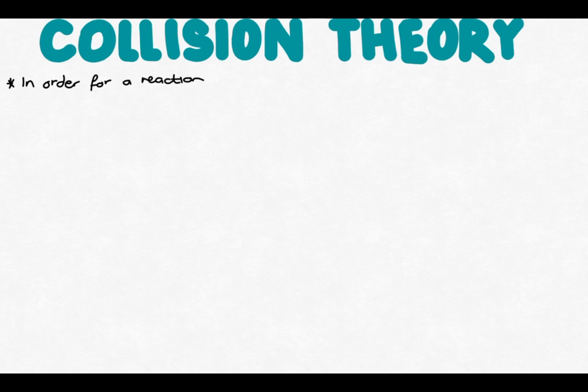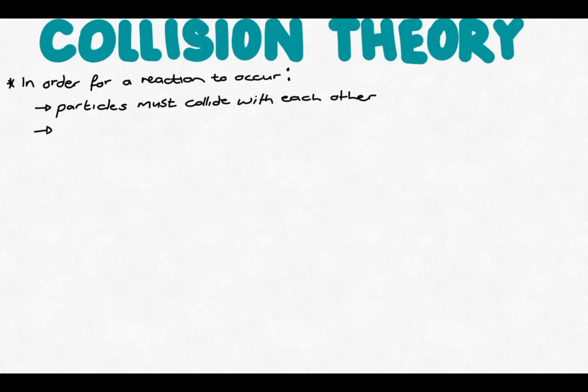Now, before we go into these conditions, we need to understand the collision theory. The collision theory is a model in chemistry that explains how chemical reactions occur and why reaction rates differ for different reactions. In order for a reaction to occur, certain conditions must be met. Firstly, the particles must collide. So for a chemical reaction to happen, the reactant particles, the atoms, the ions, or the molecules, must collide with each other. Secondly, sufficient energy, or activation energy, is needed.